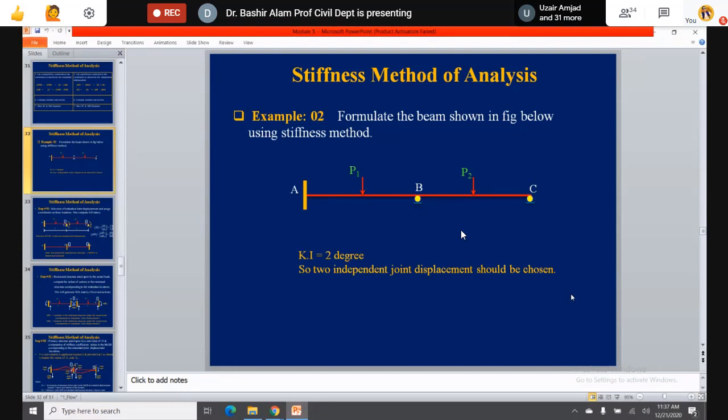Now, example 2: analyze the beam shown in the figure below using the stiffness method. So kinematic indeterminacy, if we ignore the axial effects, we have rotation at B and rotation at C as unknowns. So kinematic indeterminacy is 2 degrees. So 2 independent joint displacements should be chosen.